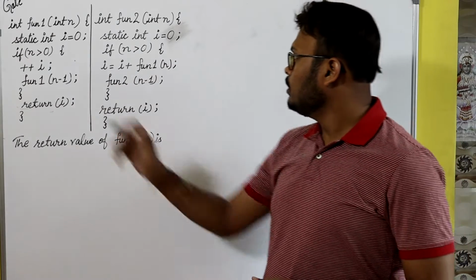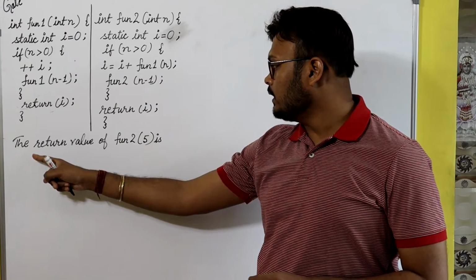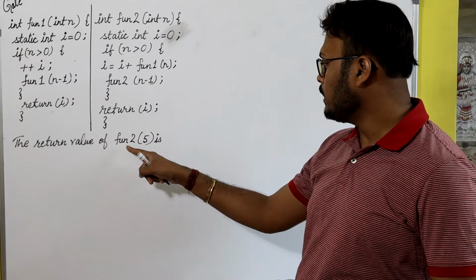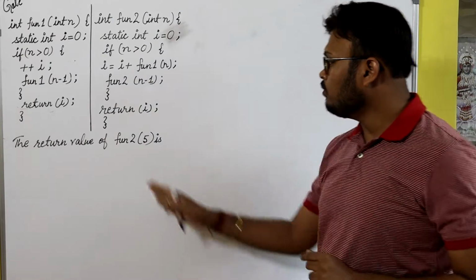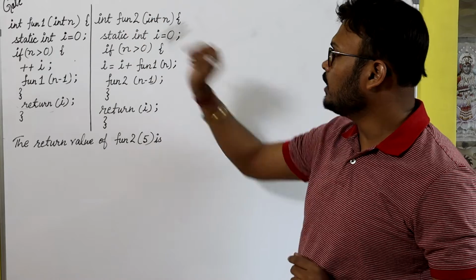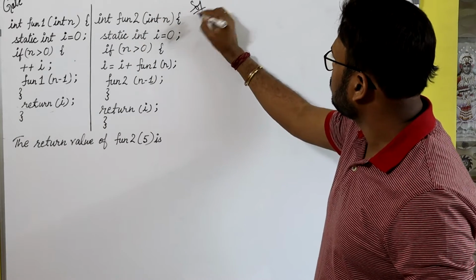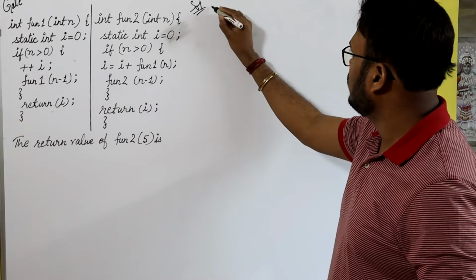You can see here two functions have been defined. And what they are asking is the return value of function 2, that is fun2 of 5. So it means we have to start with fun2. So let's solve it. So here, fun2 of 5.